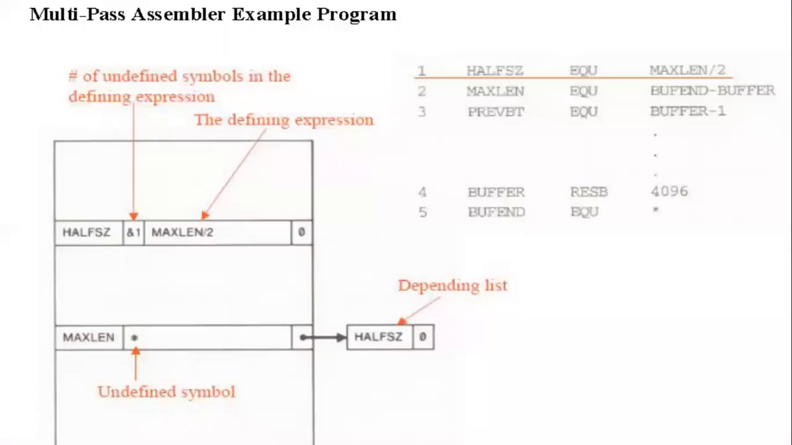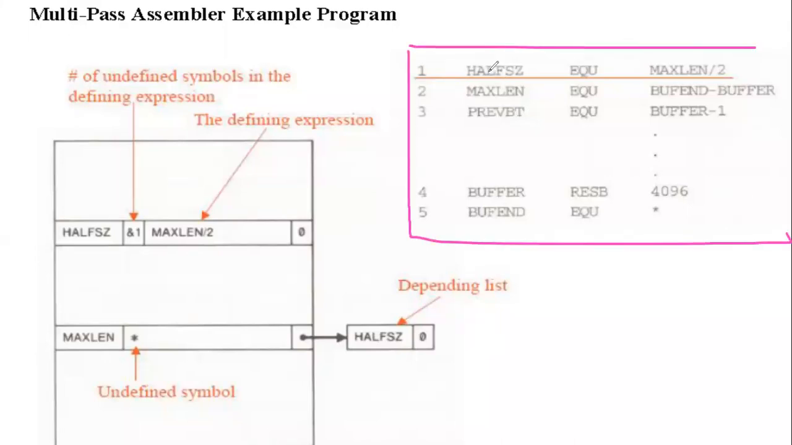Here we have a multi-pass assembler example program. Just observe, this is the sample program. Here we have a label which we call half size. Half size is equal to, this is also an operand or a label or anything. Half size will be equal to what? Max length divided by 2. Half of the size will be equal to the maximum length value you have, divided by 2.